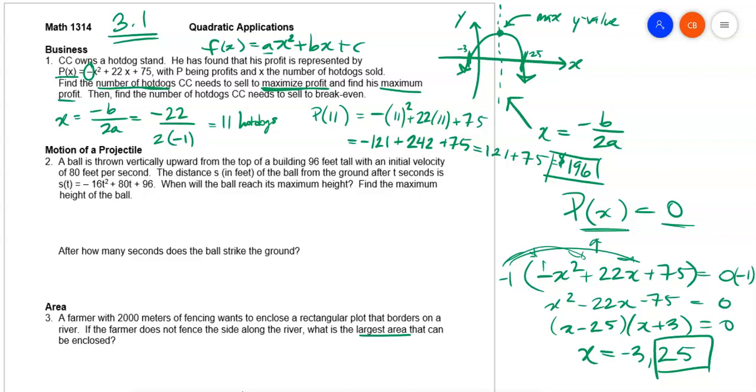But anyways, we will continue with this area problem, this number 3, in the next video. I think it's a really good one to look at.